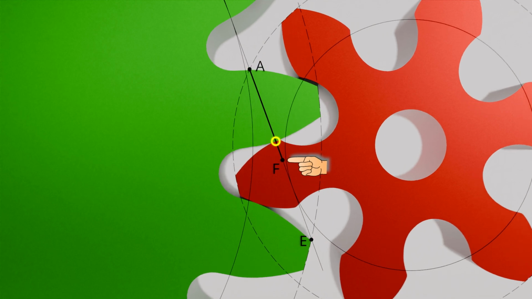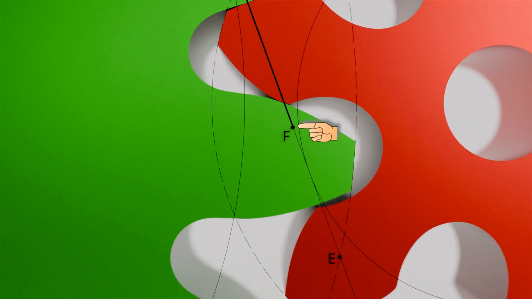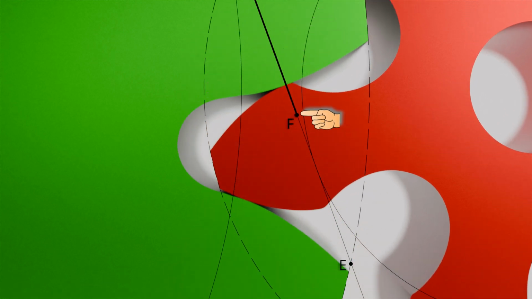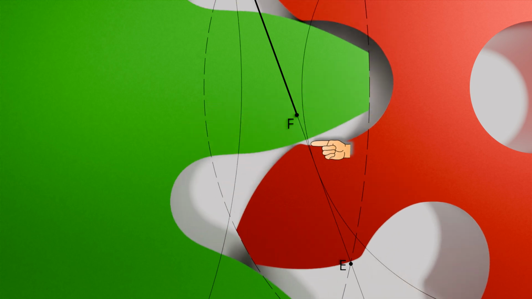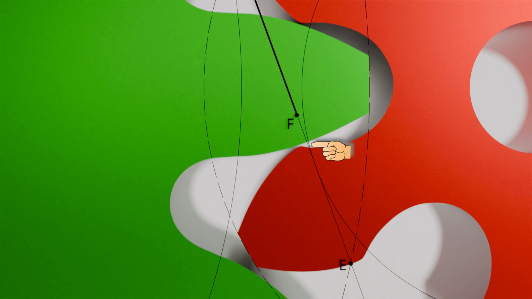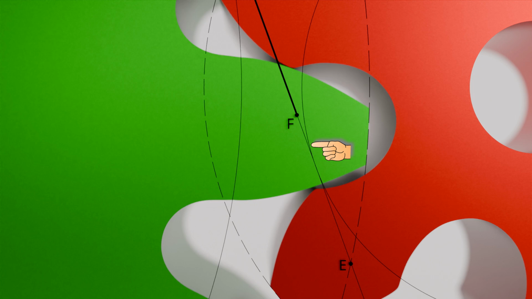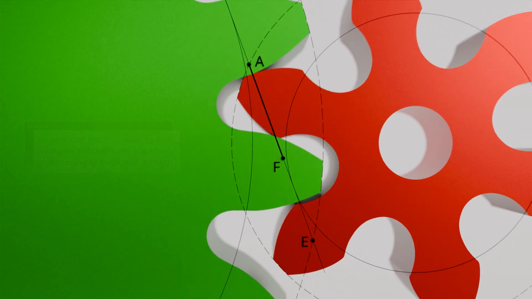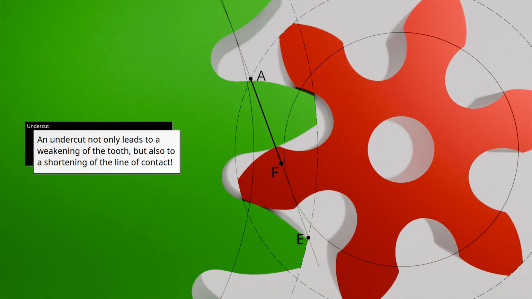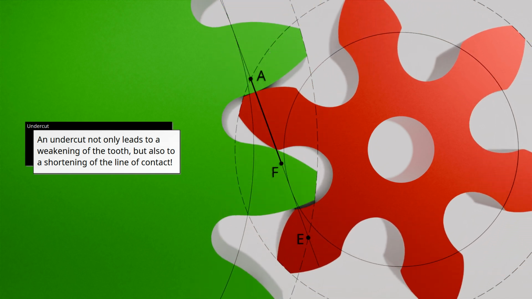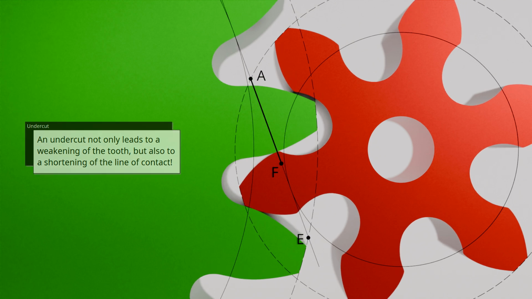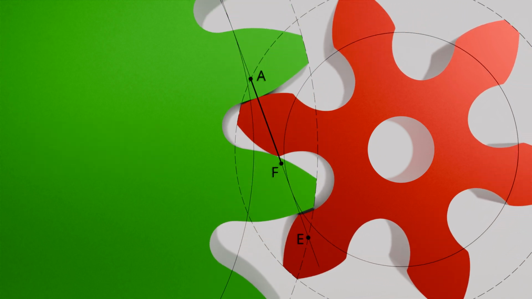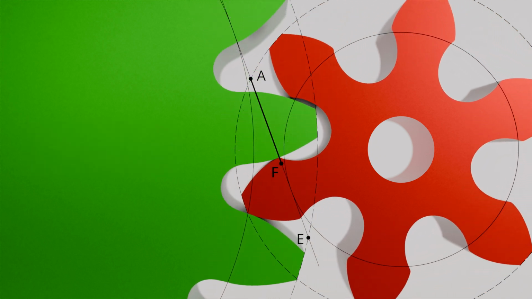The enlarged illustration shows that there is still tooth contact before point F. After point F, the teeth on the line of contact already lose contact due to the cut-off tooth profile. The line of contact is shortened accordingly. In this case, this even leads to a situation where there are temporarily no teeth in mesh. So note, an undercut not only leads to a weakening of the tooth, but also to a shortening of the line of contact. To avoid undercutting, the gear must not have less than a certain minimum number of teeth.